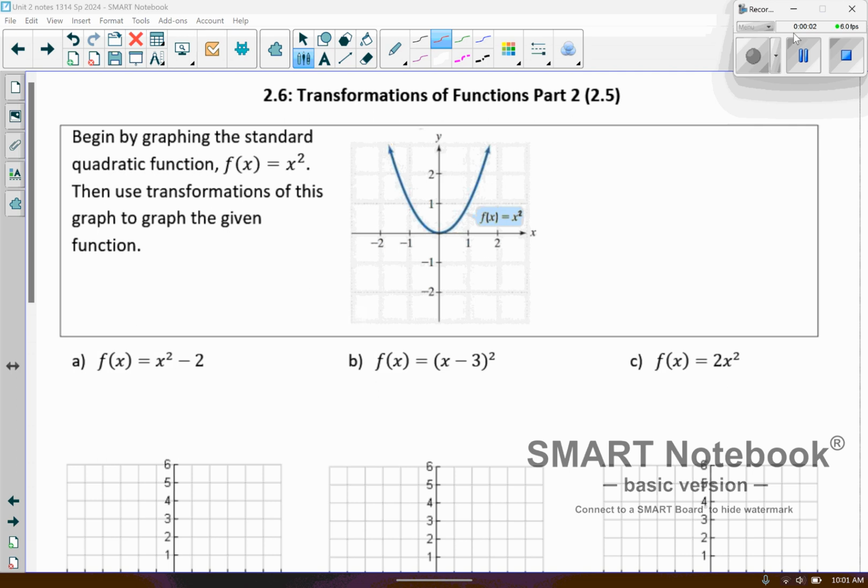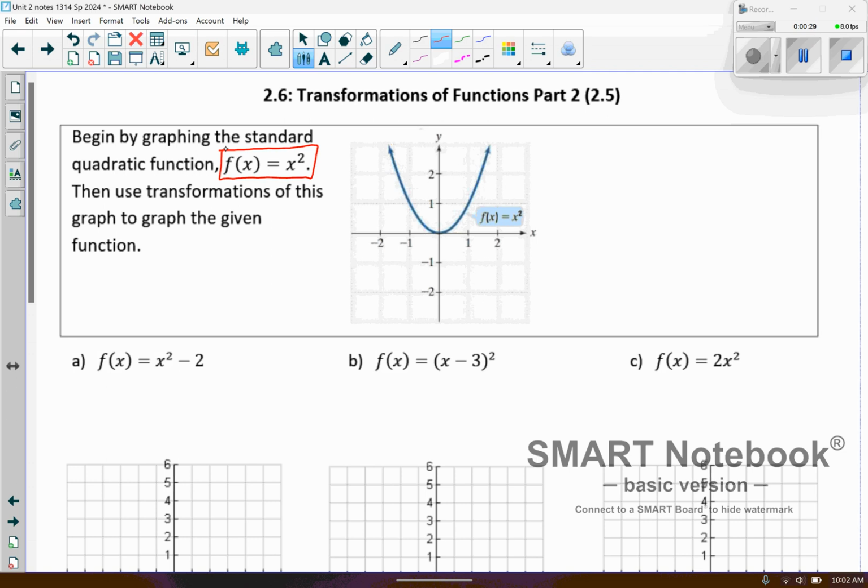Okay, so we're on to 2.6 transformations of functions part 2. This is kind of a continuation of what we were doing in 2.5, but now we're going to introduce 5 basic functions. The first one we're going to look at is the quadratic function right here. This function is f of x is equal to x squared.